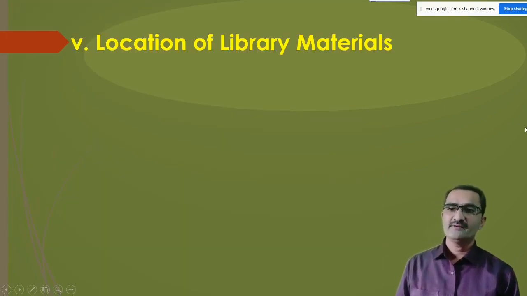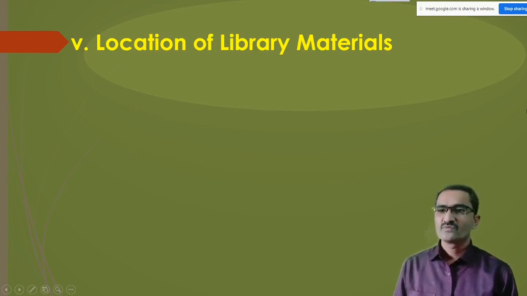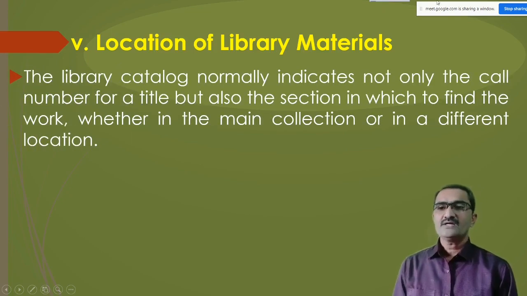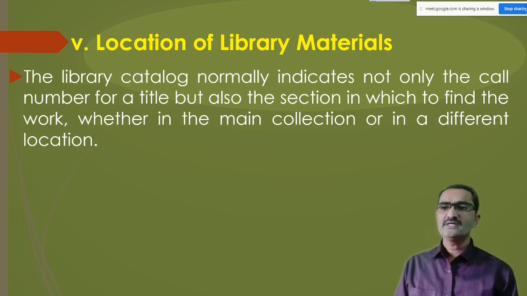Location of library materials. The library catalog normally indicates not only the call number for a title, but also the section in which to find the work, whether in the main collection or in a different location. So all these systems, which are actually based on this number system, call number system, these systems are followed almost in all libraries, and of course they help the researcher to identify the exact location of the sources, resources which are available in that library.